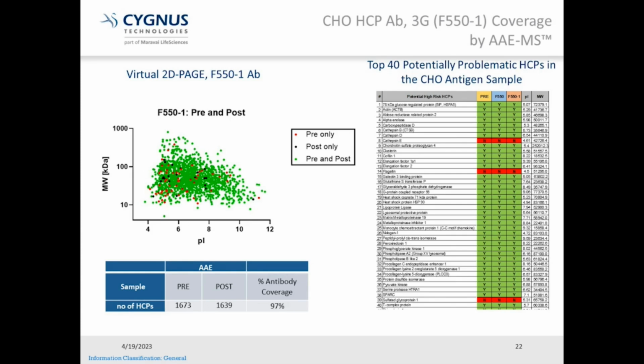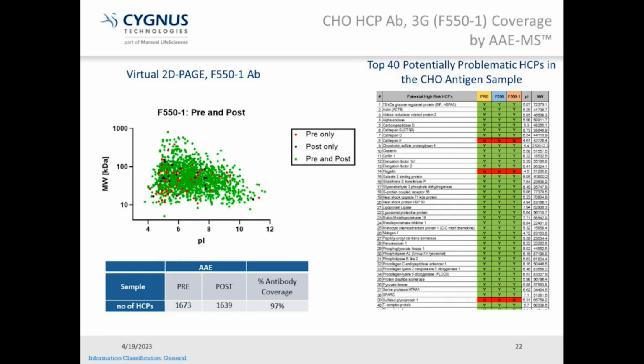On the right side of the slide, we see a list of the top 40 potentially problematic CHO host cell proteins in the CHO antigen sample. This table contains the names of these top 40 CHO host cell proteins along with their molecular weight and their isoelectric point. As you can see, the majority of the host cell proteins are detected in green. Undetected host cell proteins are shown in red. Most importantly, this table tells us that for the potentially problematic CHO host cell proteins in the CHO antigen sample, both the F550 and the F550-1 antibodies are immunoreactive with them.